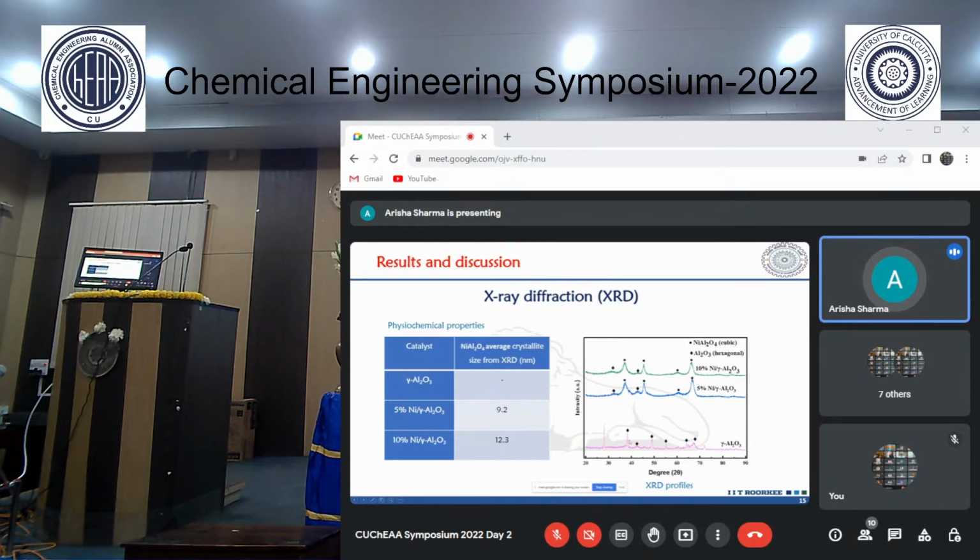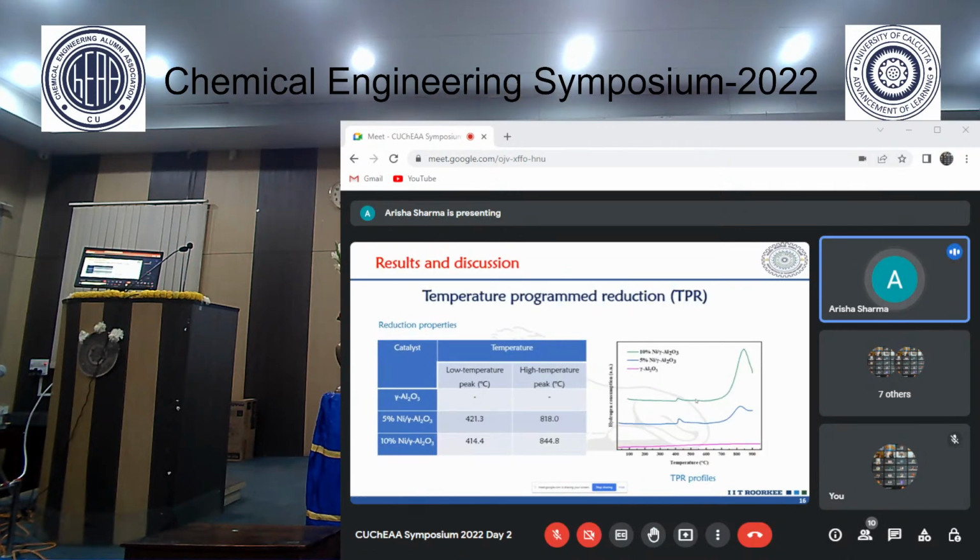For the gamma alumina, the marked peaks are showing the hexagonal Al2O3 structure, whereas with the nickel loading, we find that the NiAl2O4 cubic structure has been formed. And in the temperature programmed reduction, the table is showing the temperatures where we are getting the peaks. On the right hand side, we can see for the gamma alumina, no peaks have been found till 950 degrees Celsius. That shows that the gamma alumina has a superior thermal stability.